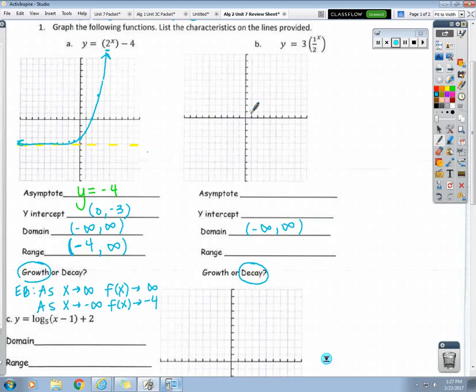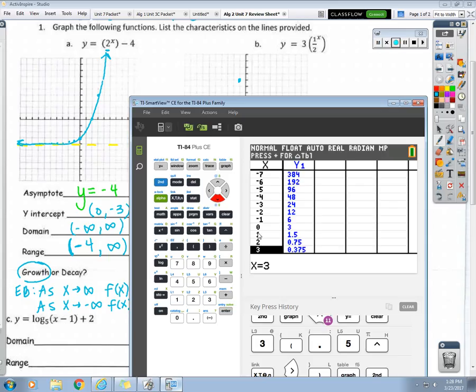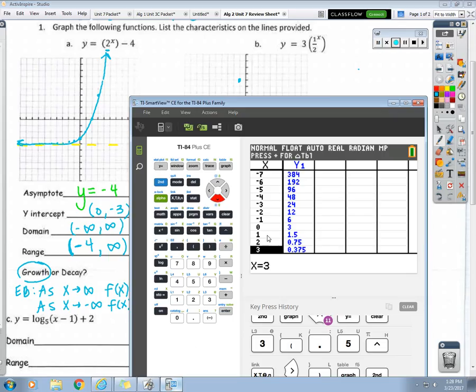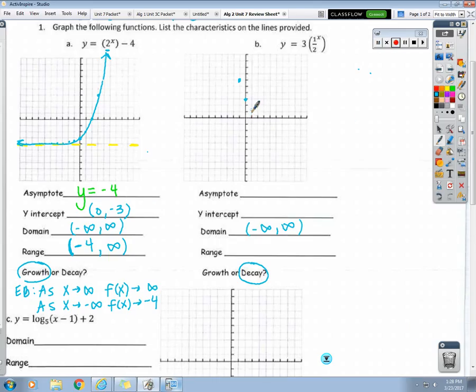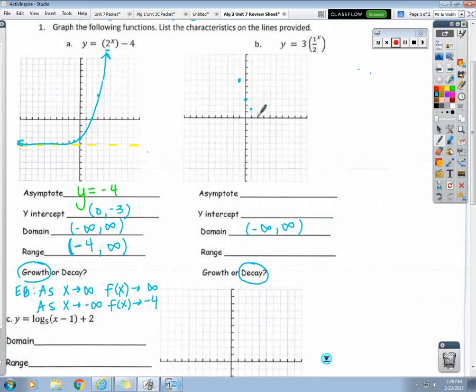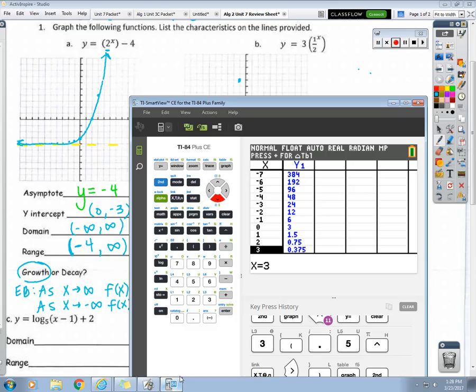Okay, -1, 6 will be left 1, up 6. And then after that, 0, 3. And then after that, 1, 1.5. I mean, even though that's a decimal, we can graph 1, up 1.5. Okay, and then as you go to 2, you go up to 0.75. So over 2, up 0.75. And then over 3, up 0.375.